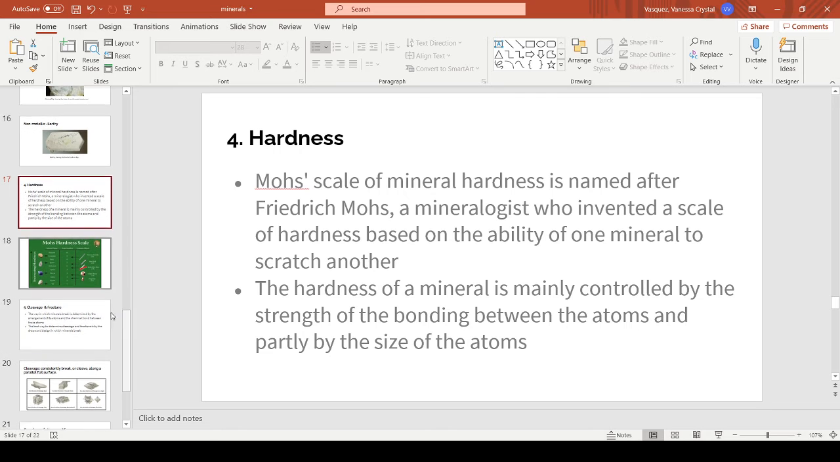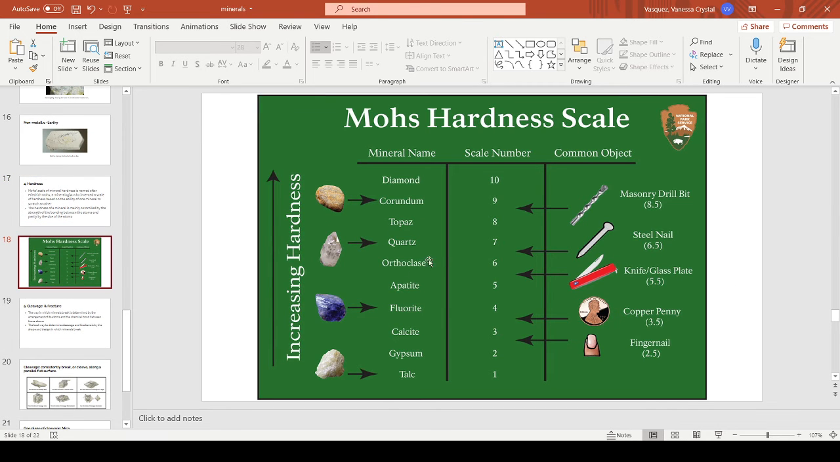In our next slide, we're going to look at the Mohs hardness scale. As we can see here, the scale number is from 1 to 10, 1 being the softest and 10 being the hardest. In the Mohs hardness scale, there are 10 minerals. In this case, talc has a hardness level of 1, so it's considered the softest. Since this scale is based on minerals being able to scratch the other, all the minerals above talc can scratch it. And let's look at gypsum.